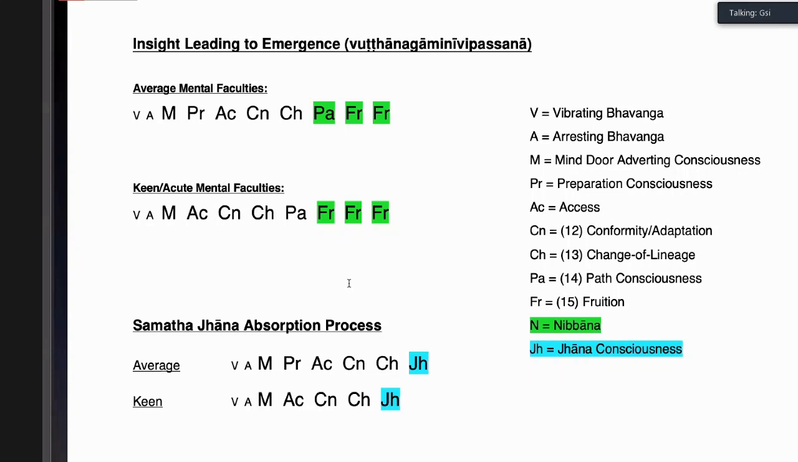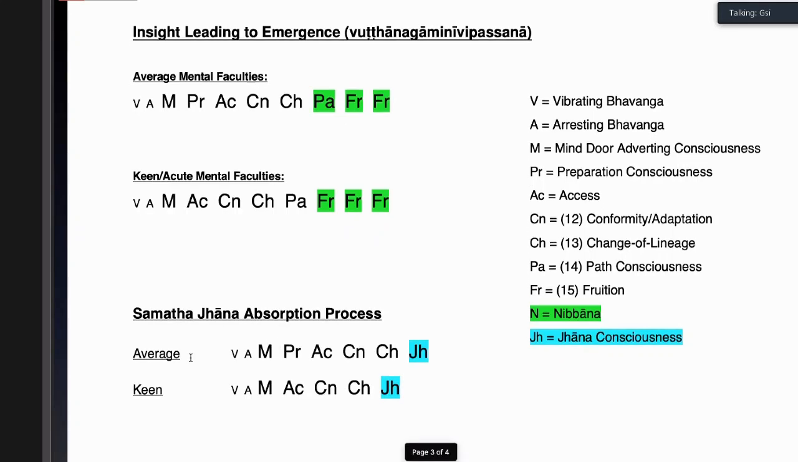But the resultant is very different. Of course, when you have insight, the resultant is that you're going to stop your birth and rebirth. Whereas with samatha, if you are able to do it, you have the potential to be reborn in the Brahma planes of existence, and for a long time you're going to be super happy. But you are still in samsara. Now, when you talk about samatha absorption here, an average person and a very keen person are again slightly different. Again, you see the PR, the preparation consciousness, is different. So they are very similar. Again, you have access concentration, conformity, then change of lineage. Change of lineage here, like yesterday we talked about, is Gotrabhu.